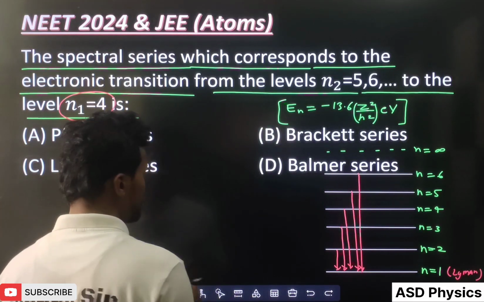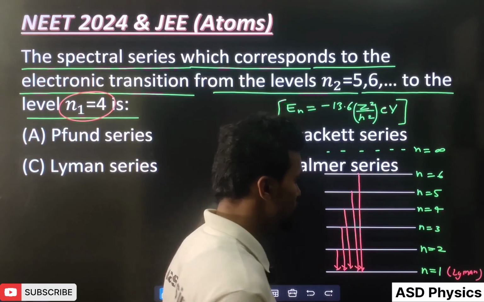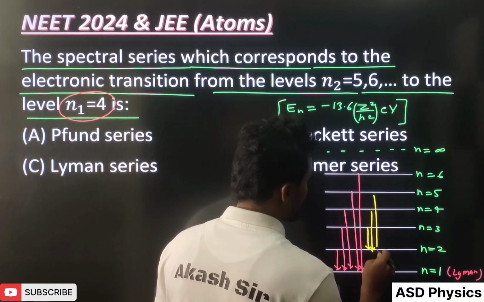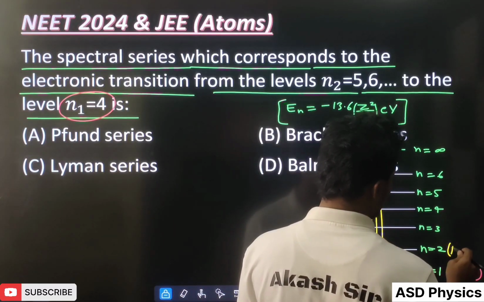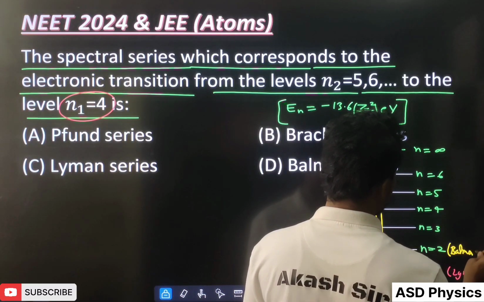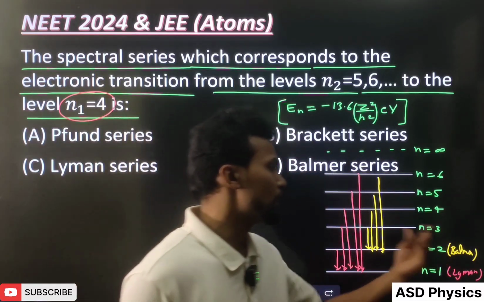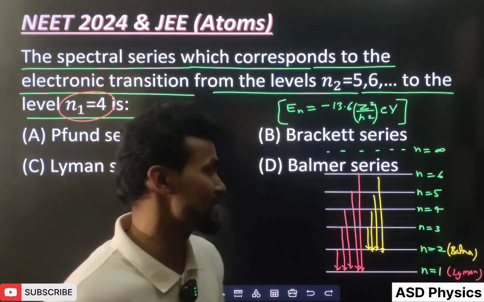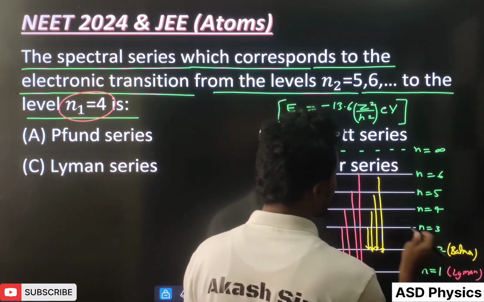Similarly, if you are talking about electrons coming from higher energy states to n equal to 2, like this, see, this is called the Balmer series. The Lyman series will lie in the ultraviolet region of the spectrum. The Balmer series will lie in the visible region.